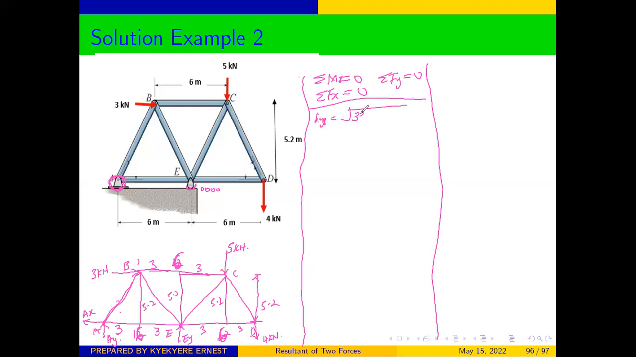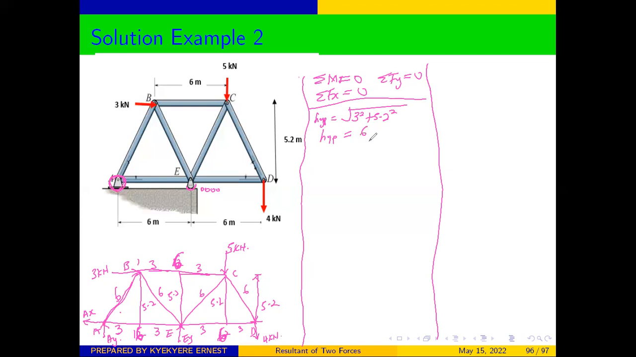Therefore, we have 3 squared plus 5.2 squared, and from there our hypotenuse will be equal to 6. This side is 6, this side is 6. Good. And once we have been able to do this, we can determine our external forces.